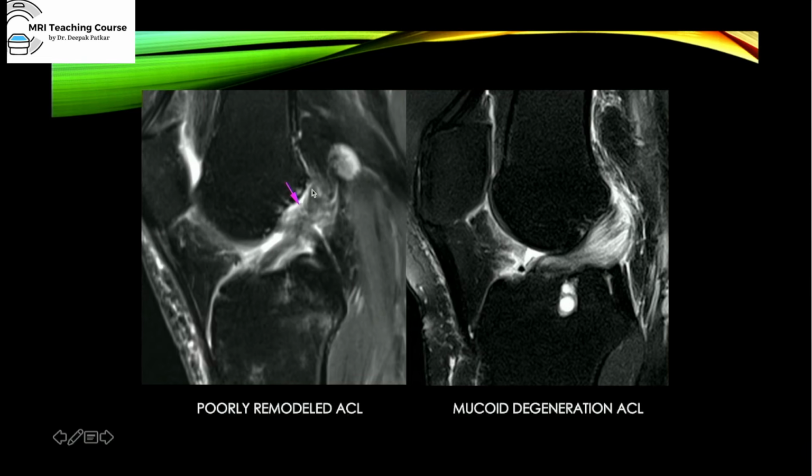Looking at the ACL, a poorly remodeled one is a very fuzzy looking ACL. Whereas in mucoid degeneration, you can actually draw the individual ligament fibers. So if you take a pen and you start drawing, you will be able to draw. Why? Because this is where the mucoid material is going between the fibers. The fibers itself are not damaged, right? It's just a swollen ligament. In poorly remodeled, it's torn, damaged fibers, right?